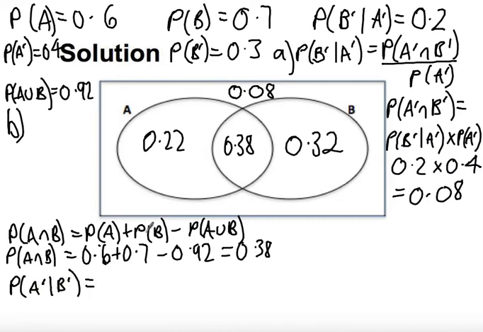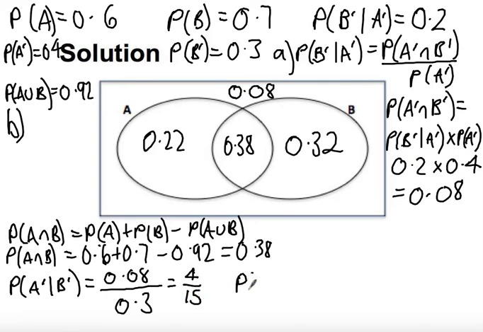So this is going to be out of, first of all, we're told it's B complement, so outside of B is 0.3, so this is going to be a probability out of 0.3. And then we want it to be not A, so that's going to be this section out here, which is 0.08. So we get 8 over 30, which will cancel to 4 over 15.